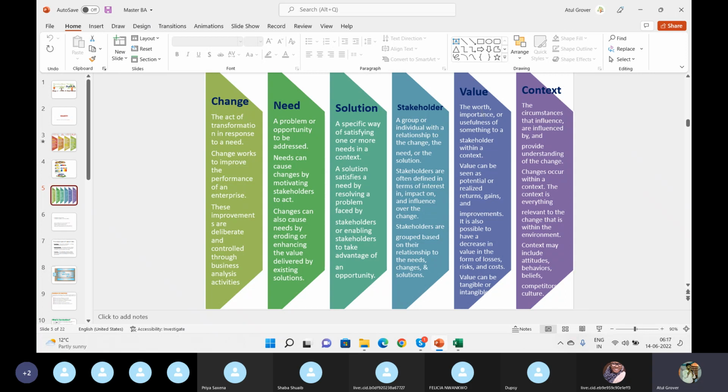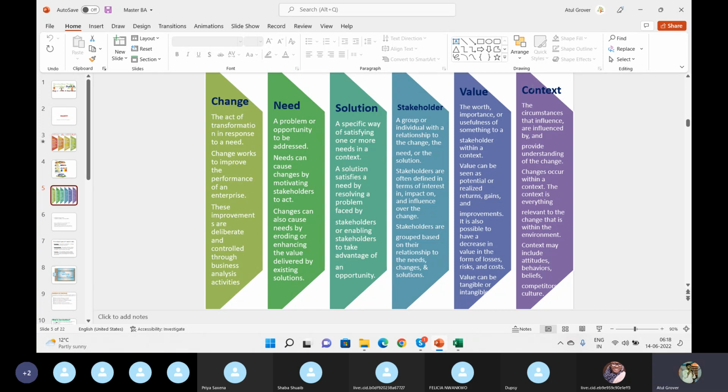The worth, importance, or usefulness of something to a stakeholder within a context. Now, after 2 days, I can ask you, what is your confidence level in this training? You say, "Atul, it's good." Maybe someone says, "Atul, it is very, very bad. Stop doing this training going forward. You are a big waste of time." It depends on the thinking, it depends on the value. So it is something important you'll be getting from this solution in a specific context. Again, I'm repeating the word context.